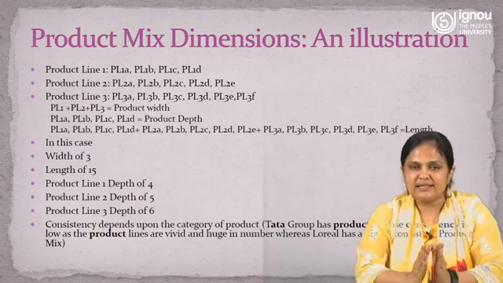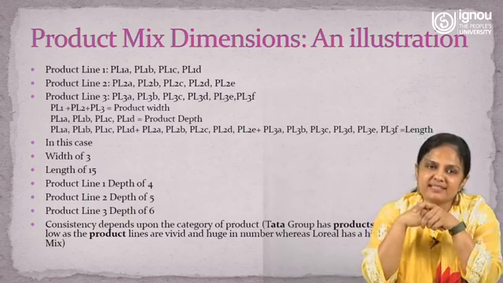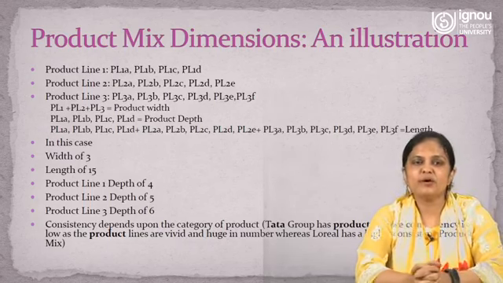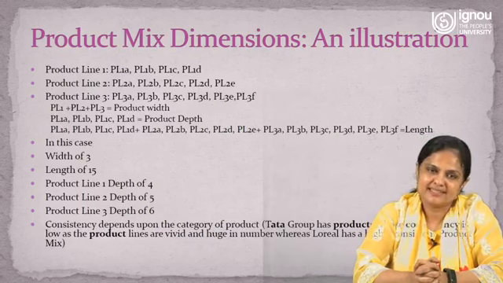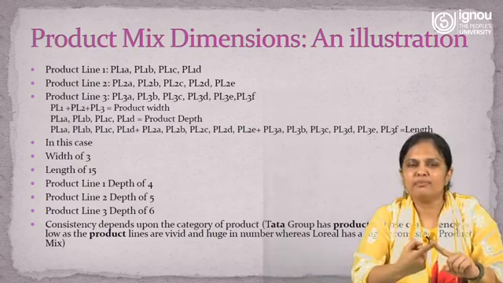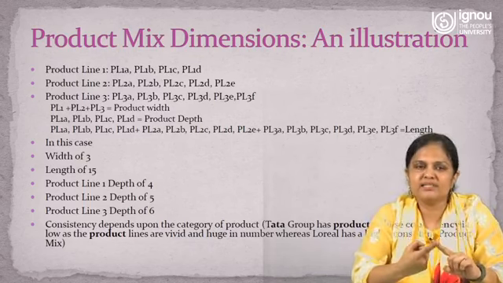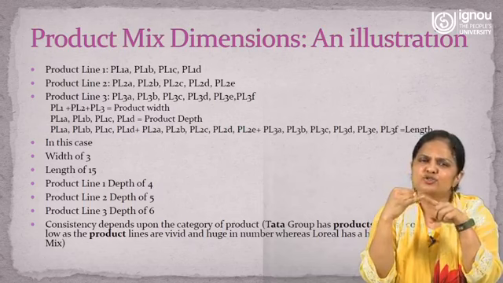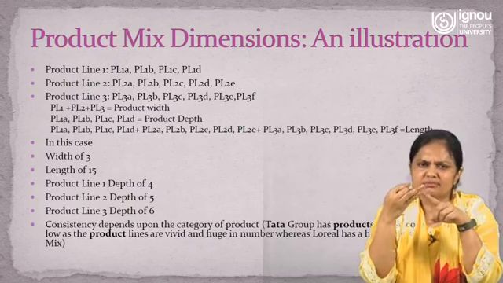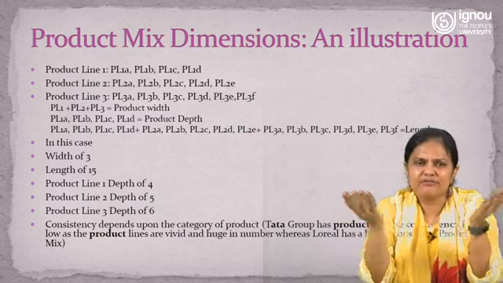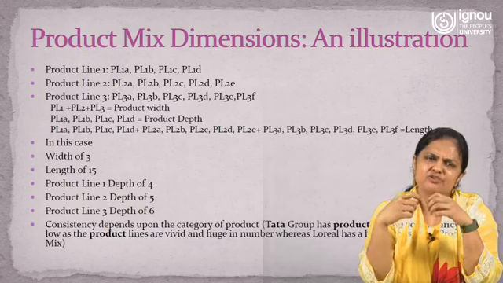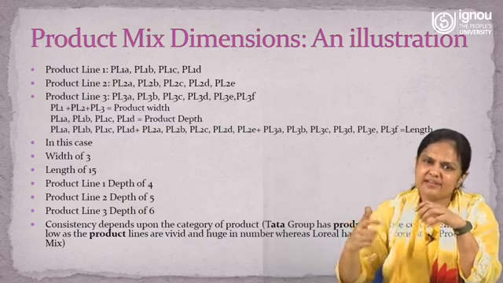If we try to see the product mix dimensions again through an example, suppose there is a company XYZ Limited, and XYZ Limited is offering 3 product lines. Product line 1 may be body care, product line 2 may be cosmetics, and product line 3, say for example, food items, right. In product line 1, in body care, suppose they are offering soap, or maybe anything you think of, right.